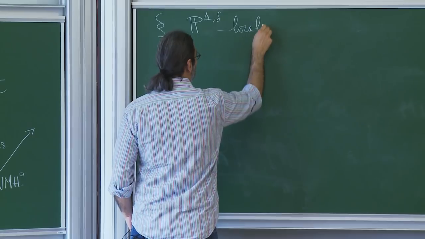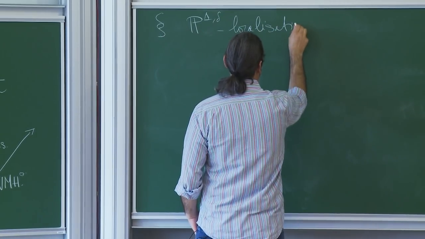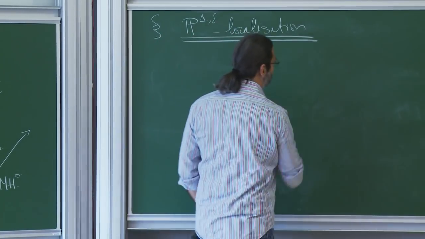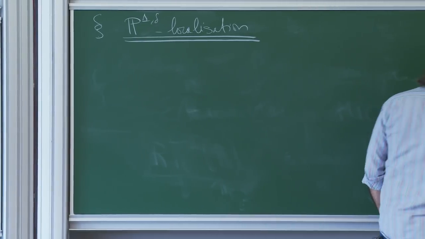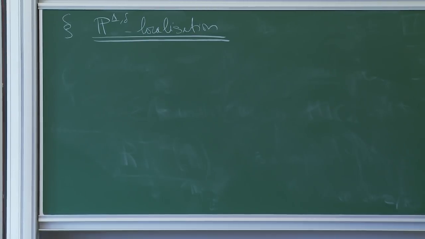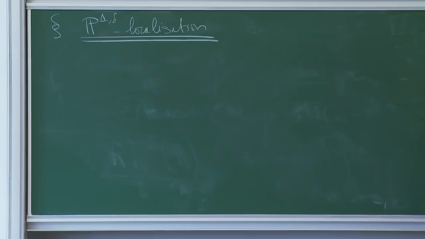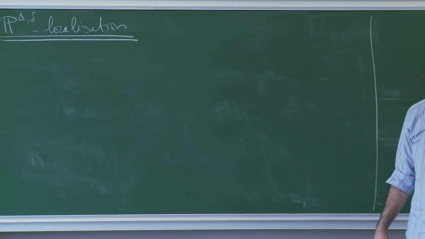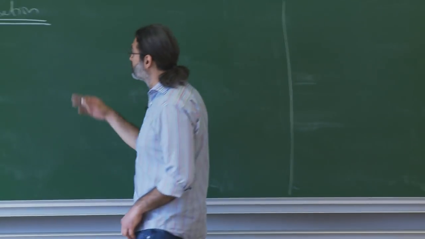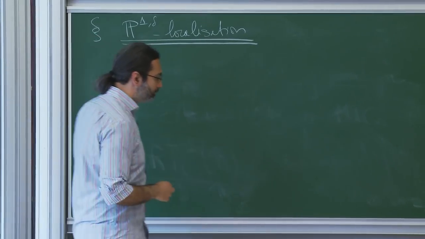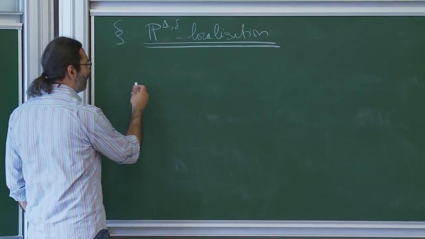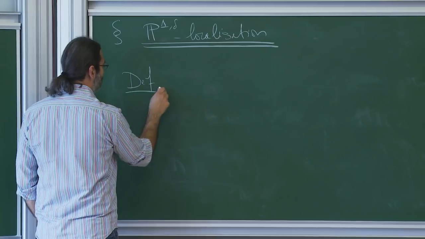So this morning I gave a talk about the P1 localization. This is slightly different. There is a delta here, but it's very much related to what I was discussing. But I'll try not to assume that you have heard me this morning. So I try quickly to introduce this. I think the most natural context to speak about this is the context of foliation. So I quickly introduce or remind you what a foliation is.